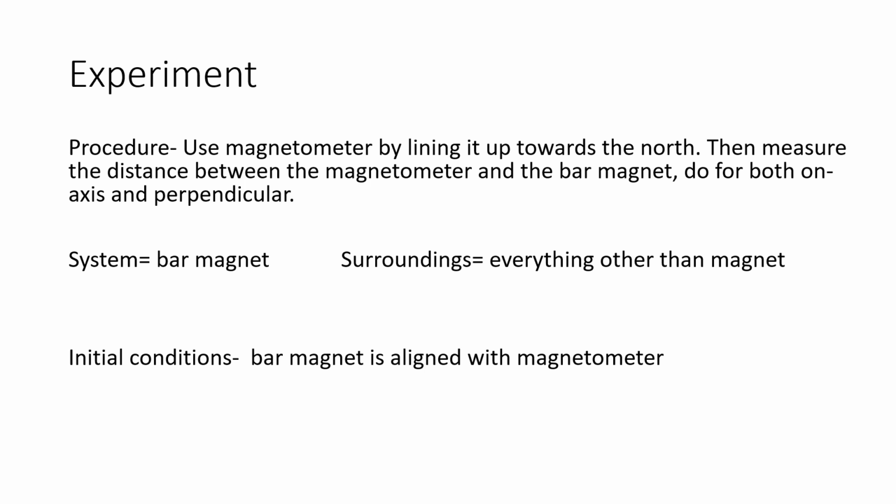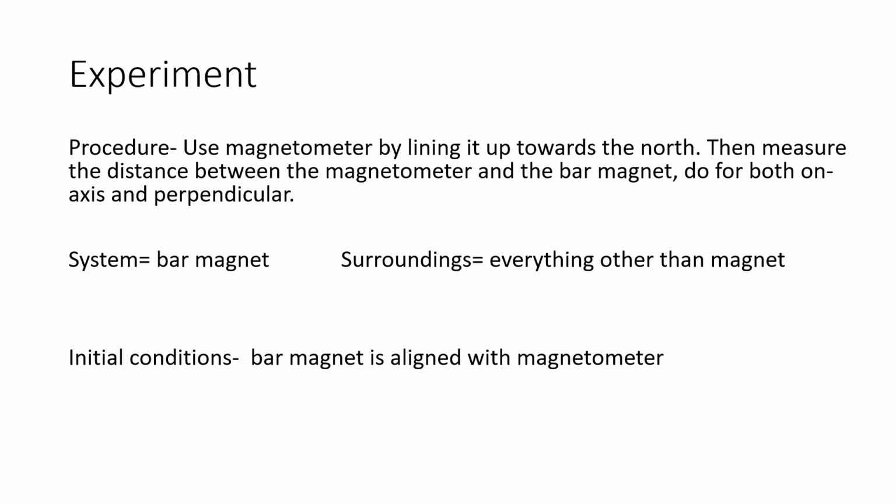The experiment procedure is to use the magnetometer by lining it up towards the north, and we did this by finding the magnetometer in our phones and downloading the app which allows our phones to be used as a magnetometer. And then we would measure the distance between the magnetometer and the bar magnet, and we would do this both on axis and perpendicular, and then we would find the magnetic field strength.